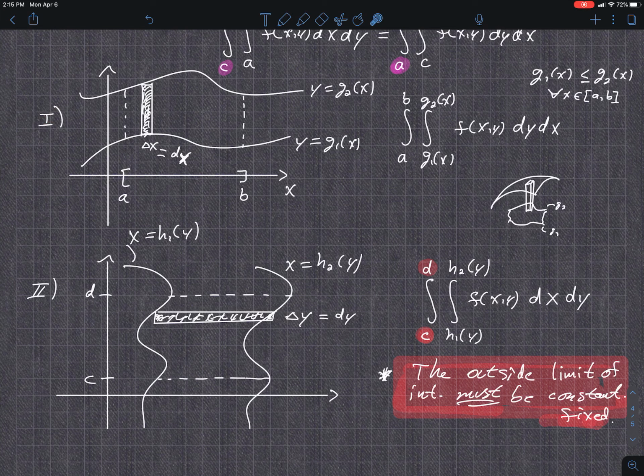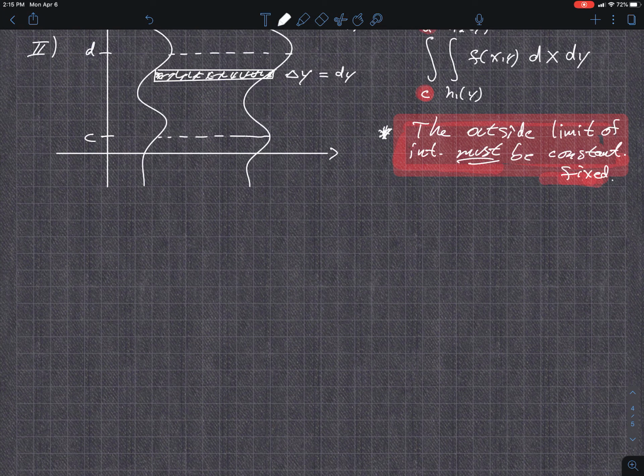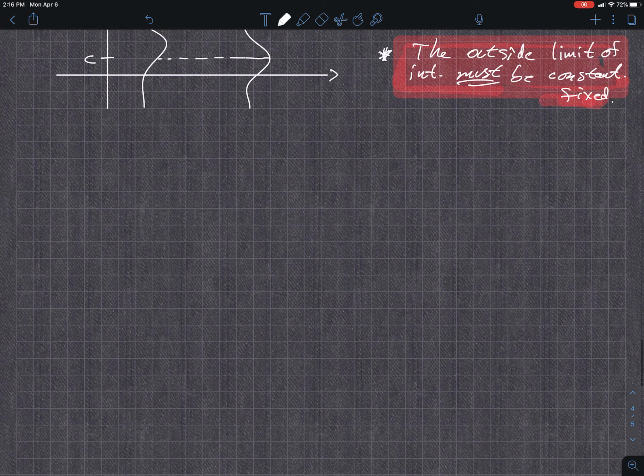All right, so those are the general setups. We call them sometimes type 1 and type 2 regions, just to describe it. So now let's go to some examples. We'll jump right into some examples. One of the critical aspects is to draw the region when you do this. Let me show you what I mean.